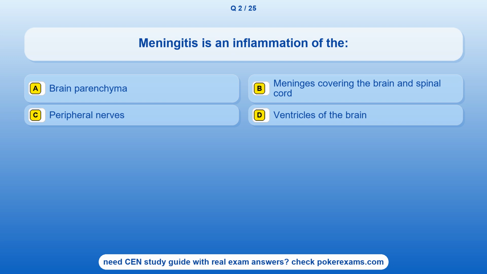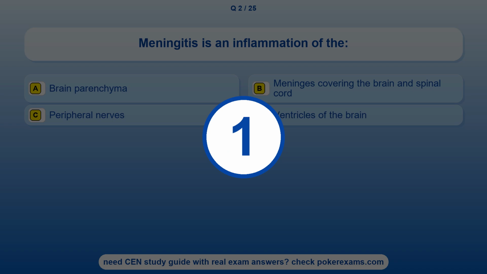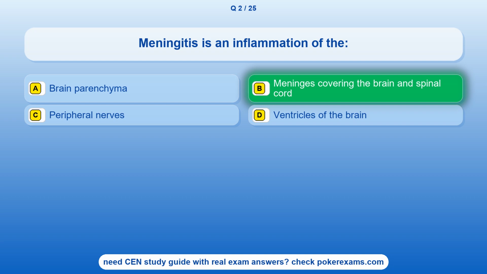Question 2. Meningitis is an inflammation of the option A, brain parenchyma, option B, meninges covering the brain and spinal cord, option C, peripheral nerves, option D, ventricles of the brain. The correct answer is option B, meninges covering the brain and spinal cord.